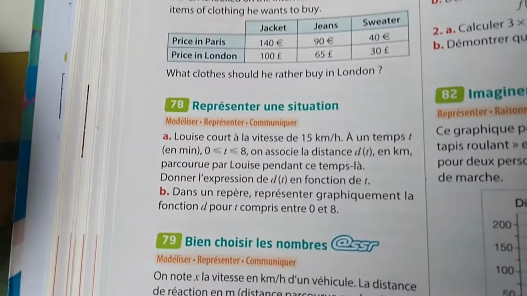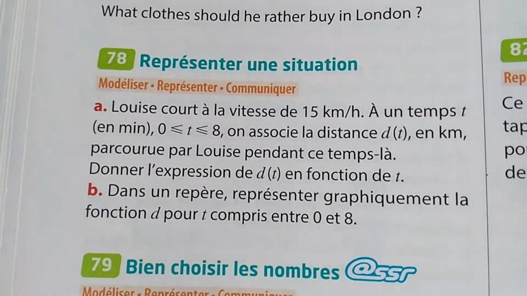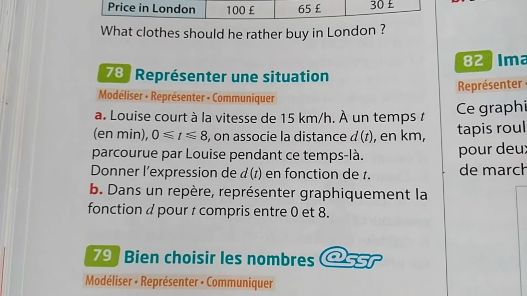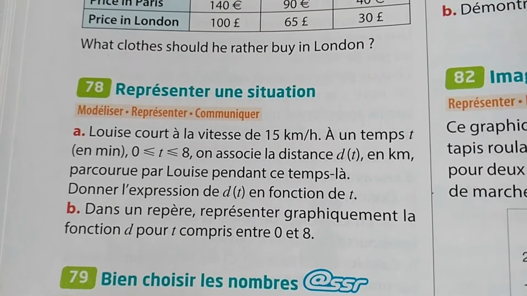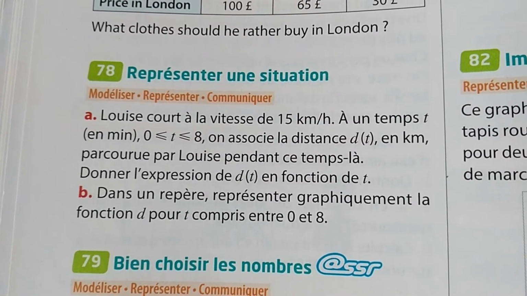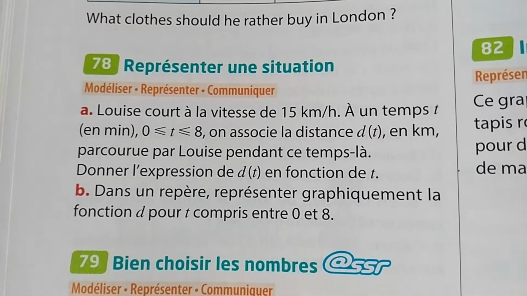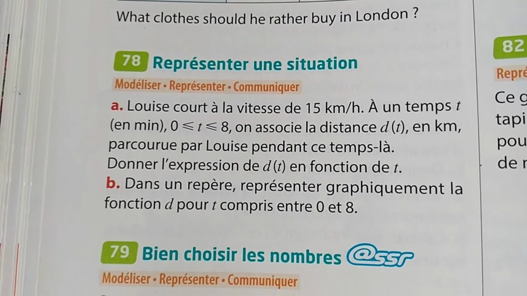Now we come to this problem, number 78. Représenter une situation. Louise court à la vitesse de 15 km/h. Now this I will not do because all of you did it correctly. One of you didn't do it at all. But it's a very simple problem.